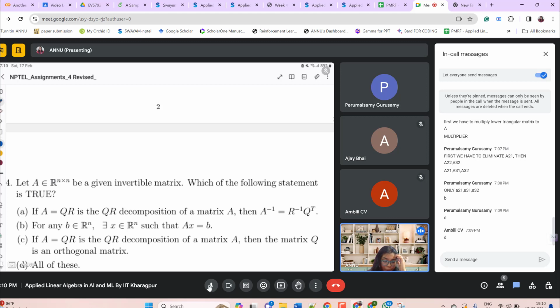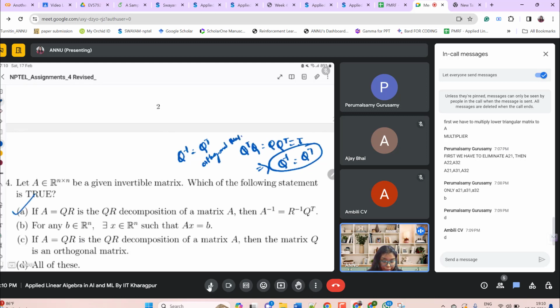If A = QR is a QR decomposition of matrix A, then A inverse is definitely R inverse Q inverse, because Q inverse is nothing but... yeah, so one property left. Like we saw Q transpose Q equals Q Q transpose equals I. So this implies that Q inverse equals Q transpose in the case of an orthogonal matrix. Yeah, so this is correct only.